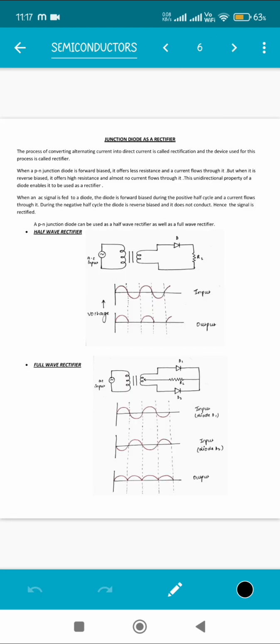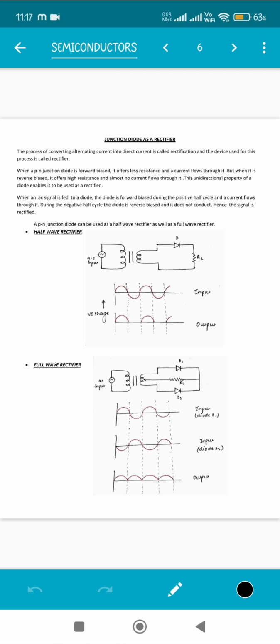Now this is the last topic in our chapter, junction diode as a rectifier. Now what is a rectifier? A rectifier is a device which can be used for converting alternating current into direct current. AC current we are converting into DC current. So that is a rectifier. A rectifier uses a diode or two diodes. So a PN junction diode can be used as a rectifier. Let's see how it works.